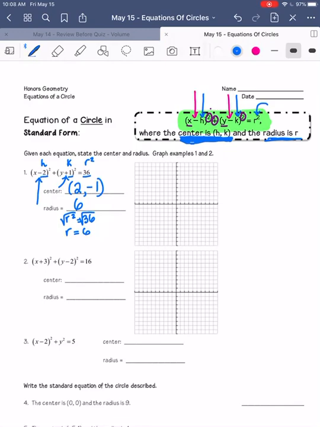Okay, now you're not going to have to do this, but I'm going to show you, to the best of my ability. So I'm going to put the center at 2, -1. So 2, -1 is right here. And then a radius of 6. So that means I'm going to go up, down, right, left, 6 spots from the center. Oops, I don't need to make a dot. 1, 2, 3, 4, 5, 6.